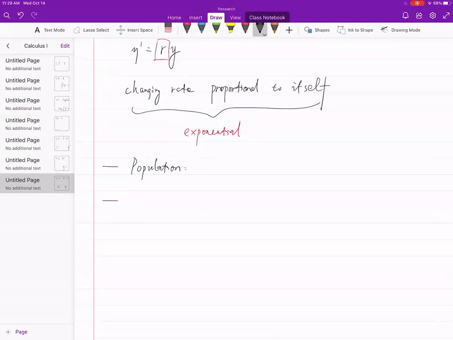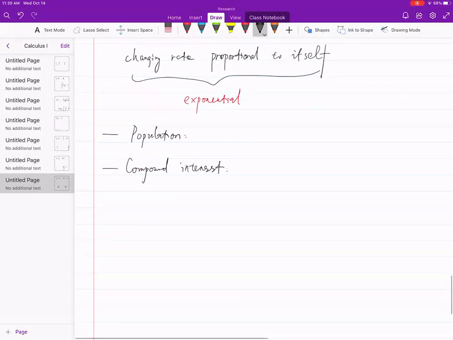What's the other thing? Compound interest. What's the growth rate of your principal in the bank? What's the growth rate of your loan? What's the growth rate of your credit card debt? It's proportional to how much you own or how much you owe currently. Make sense here? The changing rate is exactly your interest rate. So your interest is proportional to your principal, therefore it grows exponentially or it decays exponentially. Sounds good? Student loan, mortgage, they all grow exponentially. Radioactive decay.